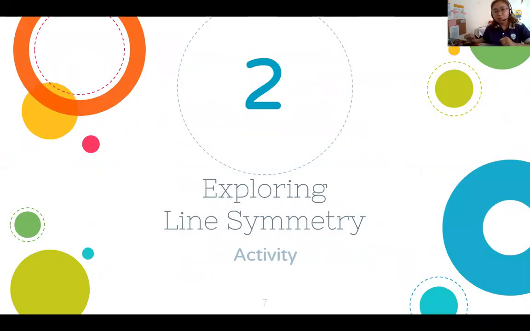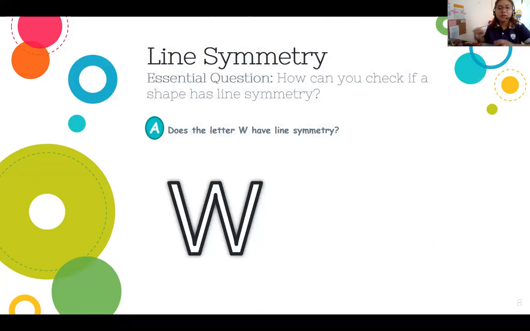Now let's try to explore this time line symmetry. What are this and how to test for this one? Example number 1, it's asking there, does letter W have line symmetry? Using those three lines that we just defined just now, try to check which among those lines can be used to cut this letter W in such a way that the two parts will be matching exactly the same way from one part to another.